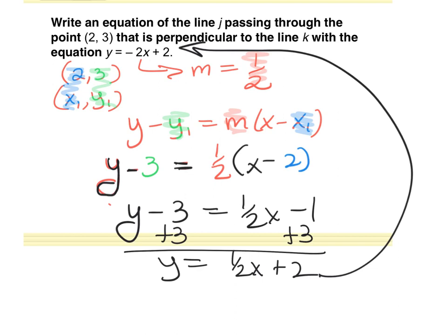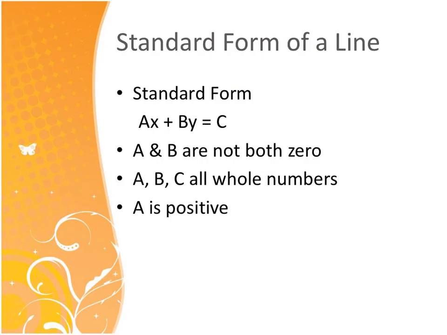The next slide has another form of the equation, and it's called standard form. Standard form of a line is ax plus by equals c, and a and b are not both 0. A, b, and c are all going to be whole numbers, and a has to be positive. Now, they're not going to be fractions. They all have to be whole numbers. An example of standard form could be 2x plus 3y equals 4. That would be a standard form example.